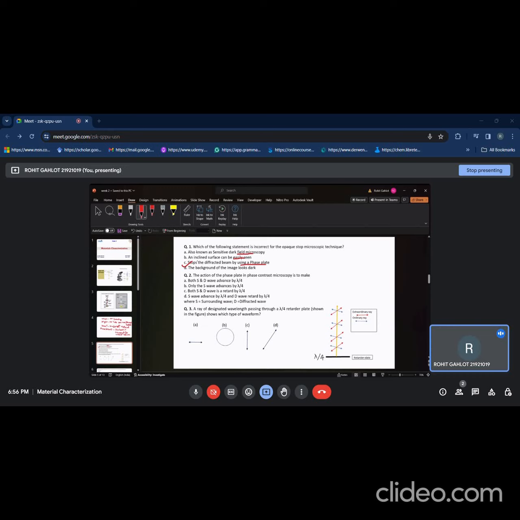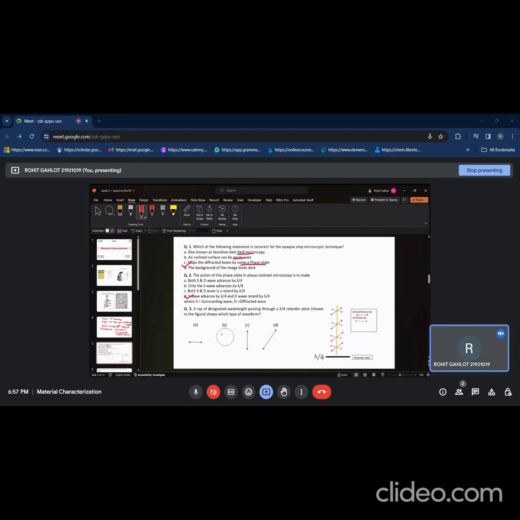Now, moving to problem number 2: the action of the phase plate in phase contrast microscopy is to make A, both S and D waves advance by lambda by 4. B, only the S wave advances by lambda by 4. C, both S and D waves are retarded by lambda by 4. And D, the S wave advances by lambda by 4 and the D wave is retarded by lambda by 4. Yes, that is the right answer.